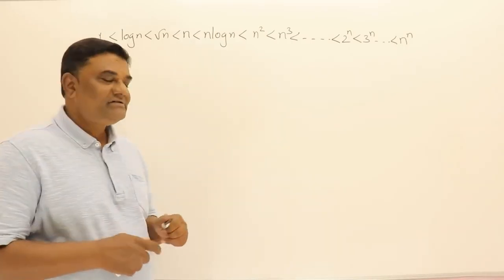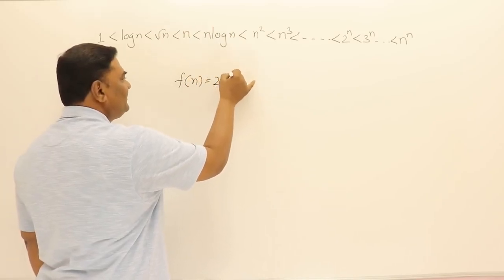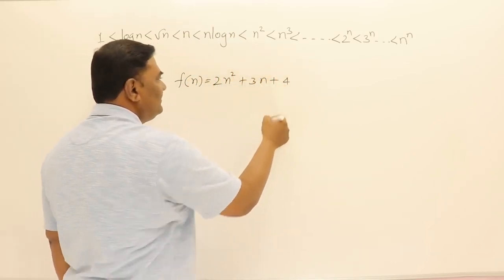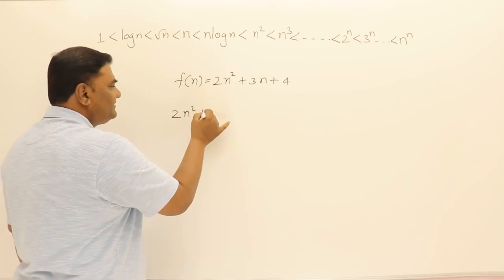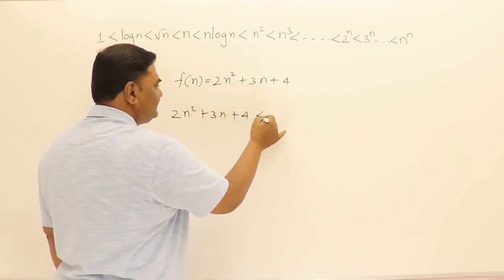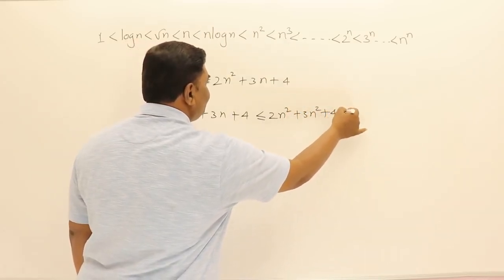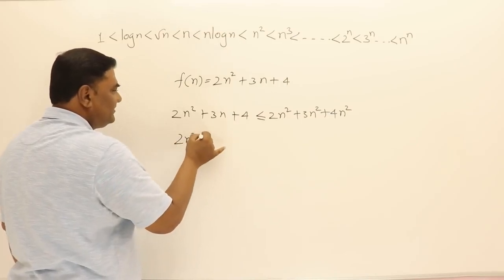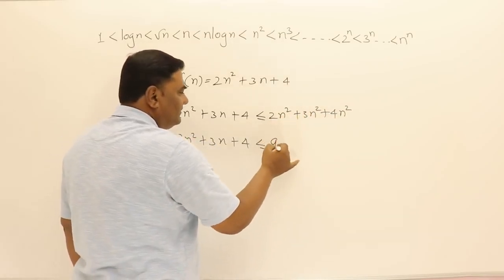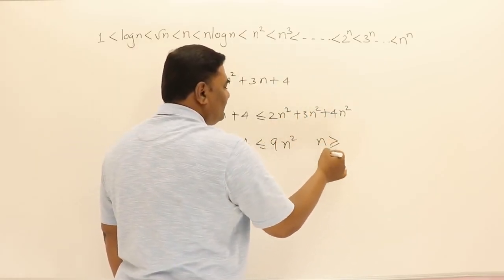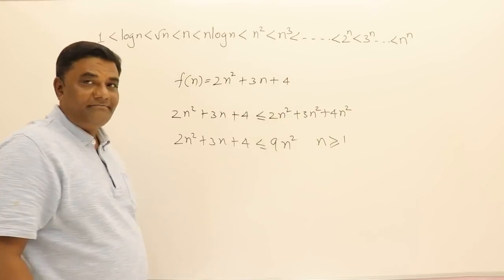Let us take a few examples. f(n) is 2n square plus 3n plus 4. Suppose this is a function. So 2n square plus 3n plus 4 is less than 2n square plus 3n square plus 4n square. So this is less than or equal to 9n square, for all n greater than or equal to some value. You can find out from which value it is starting, and just put 1 there.